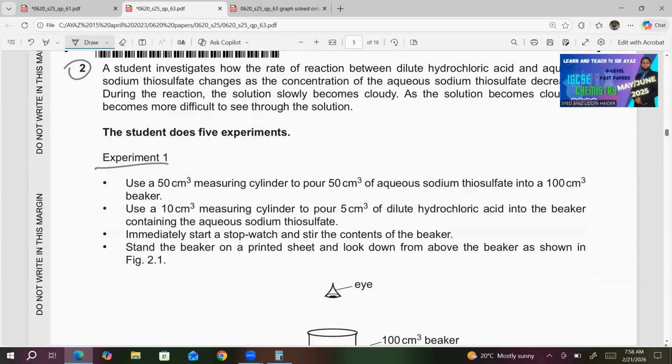Experiment 1. Use a 50 centimeter cube measuring cylinder to pour 50 centimeter cube of aqueous sodium thiosulfate into a 100 centimeter cube beaker. Use a 10 centimeter cube measuring cylinder to pour 5 centimeter cube of dilute hydrochloric acid into the beaker containing the aqueous sodium thiosulfate.